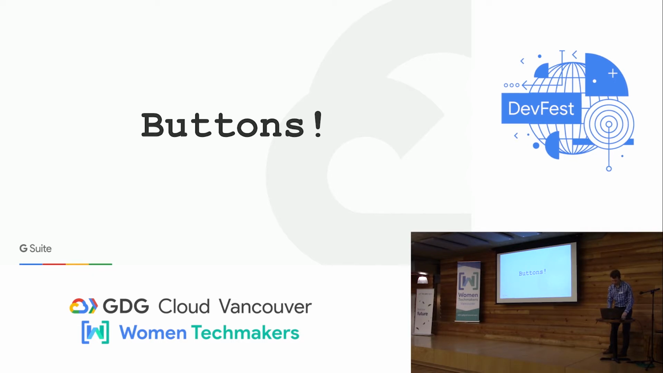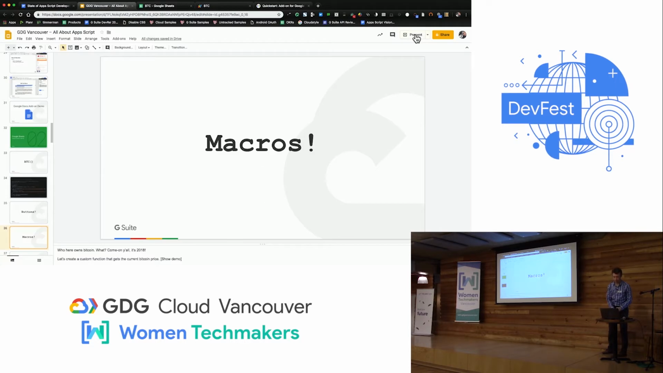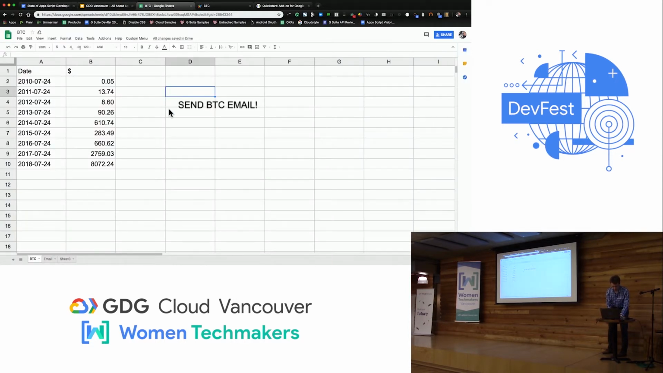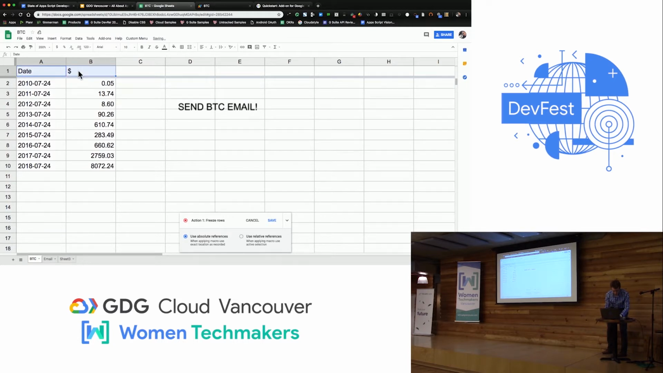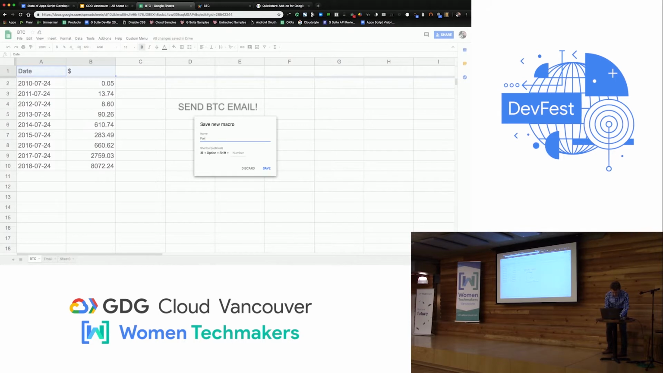Good question, though. Cool, I showed you buttons. You could also create macros. I know someone in the audience had this question. So with tools and macros, you can record a macro. For example, maybe you want to format this spreadsheet. You can save it and bind it to a hotkey.